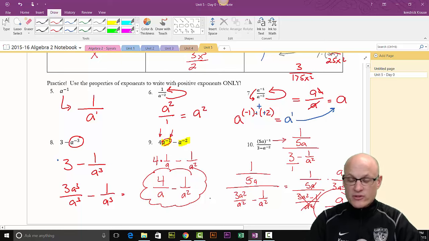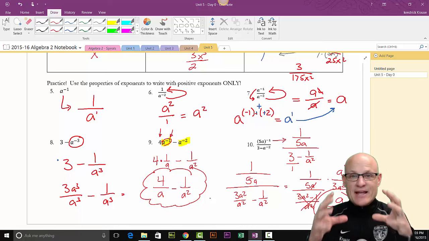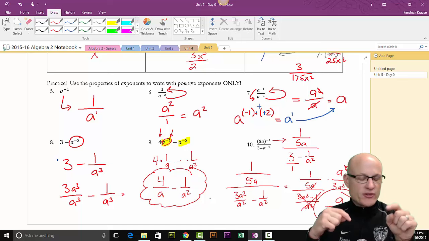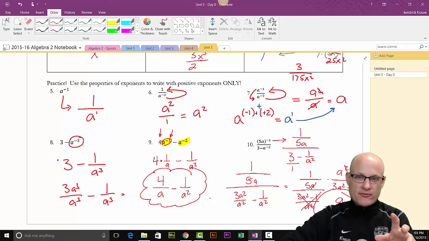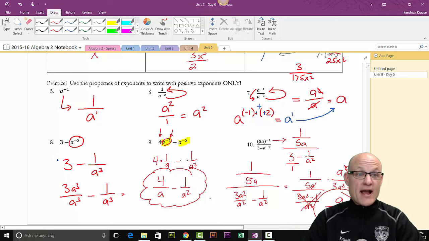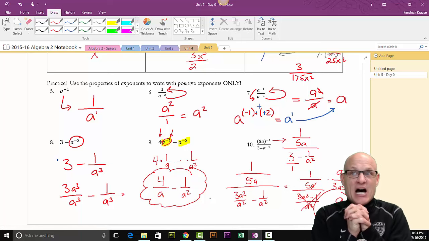So we're going to play around with these negative exponents. The biggest thing I want you to understand is negative exponents have nothing, N-O-T-H-I-N-G, nothing to do with being negative. Negative exponents just take it from the top, throw it on the bottom, take it from the bottom, throw it on the top. And later on, we're going to work with fractions and negative exponents.